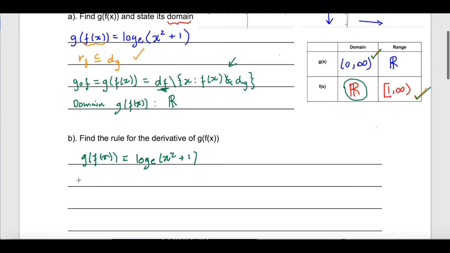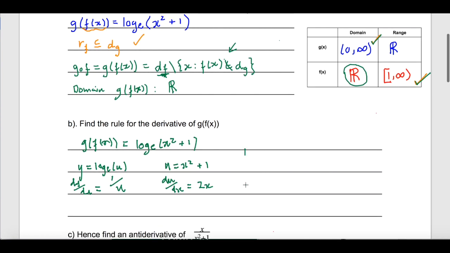All right, chain rule. We know y equals log base e of u, so dy/du is 1 on u. We know that from a formula sheet. Now, u is x squared plus 1, so du/dx equals 2x. Now, we know the chain rule says dy/dx equals dy/du times du/dx.